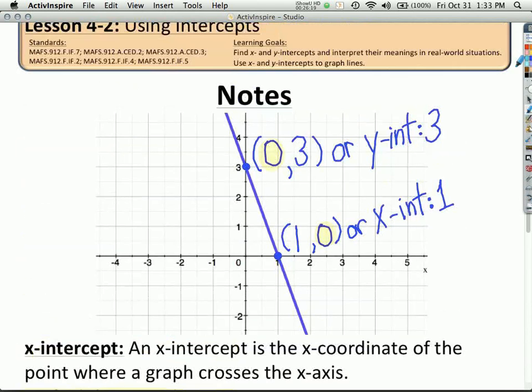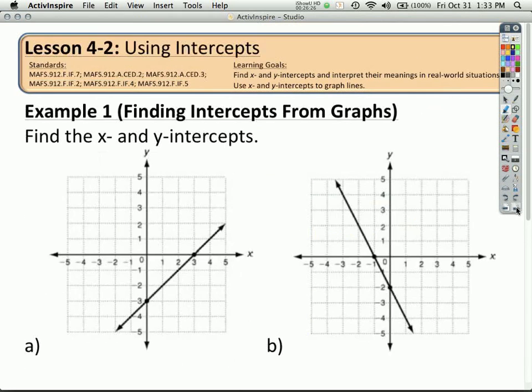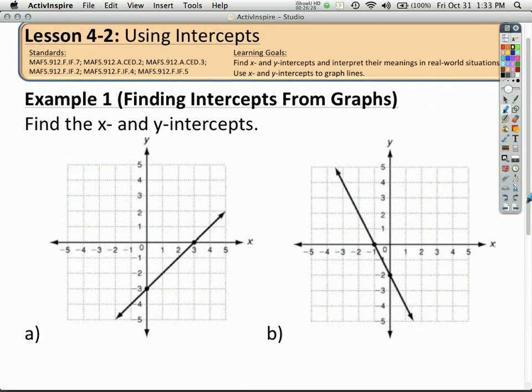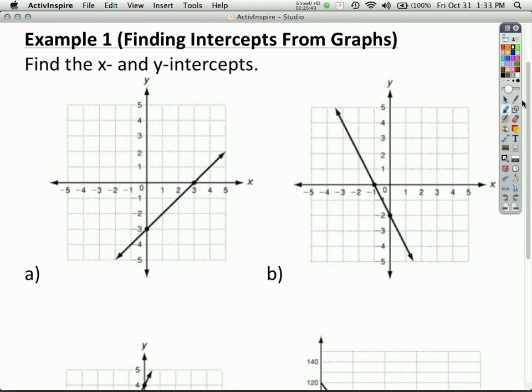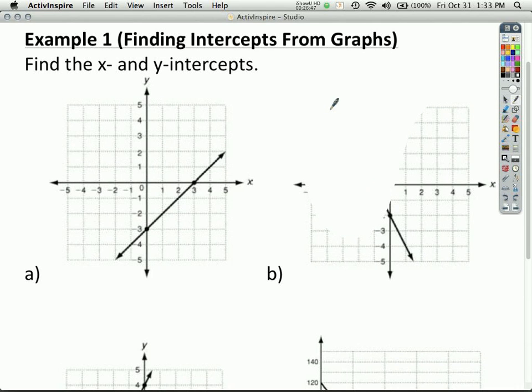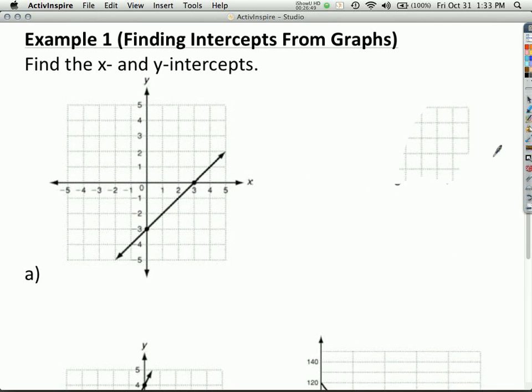So let's first get a deeper understanding of this. Looking at a graph and finding the intercepts. So, example 1, we're going to go pretty quickly. I do not want you to draw the graphs. I want you to write example 1, find the x and y intercepts, and then write part A. And let's actually get rid of this for a minute, so we don't focus on it. And let's just focus on that.